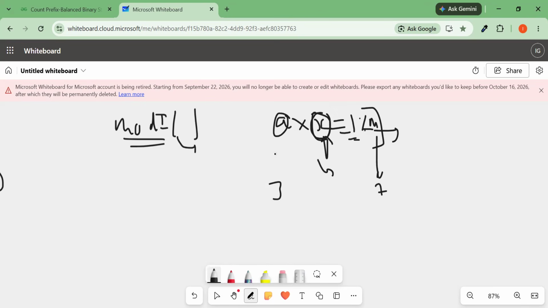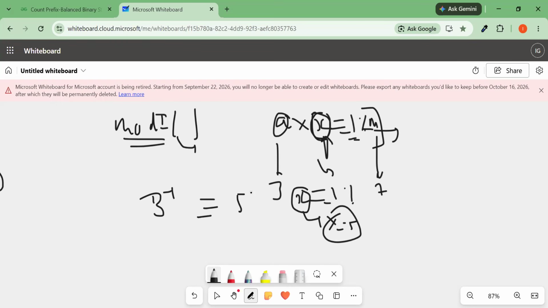In this example, 3x modulo 7, what will be the value of x? Can x be 1? No, because if x is 1, then 3 modulo 7 is not equal to 1. If x is 2, 6 modulo 7 is not equal to 1. 3 times 3 is 9, 9 modulo 7 is not equal to 1. 3 times 4 is 12, 12 modulo 7 is not equal to 1. 3 times 5 is 15, and 15 modulo 7 is 1. So x can be 5, and we can say the inverse of 3 is 5.